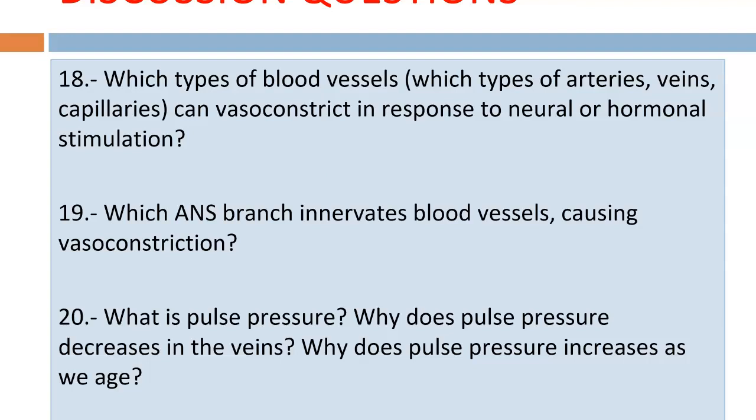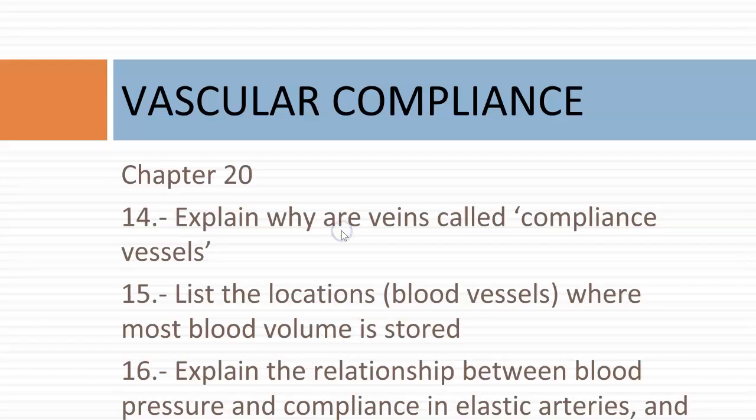So which types of blood vessels, which types of arteries, veins, and capillaries can vasoconstrict in response to neural or hormonal stimulation? We haven't really talked about that per se yet, but we will. We have mentioned, however, that it is the sympathetic nervous system that is going to cause the constriction of blood vessels, which means that it will be the sympathetic hormones, epinephrine and norepinephrine, that will have the same effect. So it is the sympathetic nervous system that innervates blood vessels.